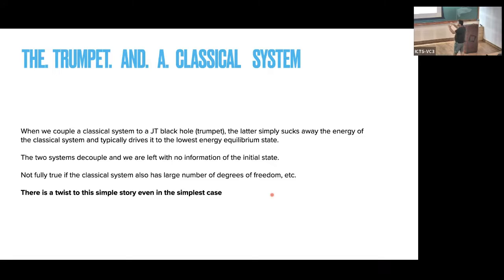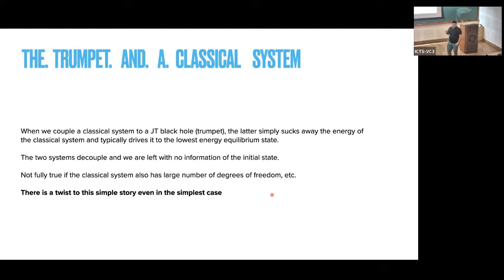And what we see is that the two systems decouple in a trivial way because the other system has no energy, it is simply in the equilibrium state. And the black hole goes to something without hair, something that we know is a classical black hole. It's not fully true if the classical system also has an entropy. Then that is something we have seen later in some other higher dimensional black holes. But I'm not going to be focusing on that. First, the classical system is a simple system that has no entropy, like a harmonic oscillator.